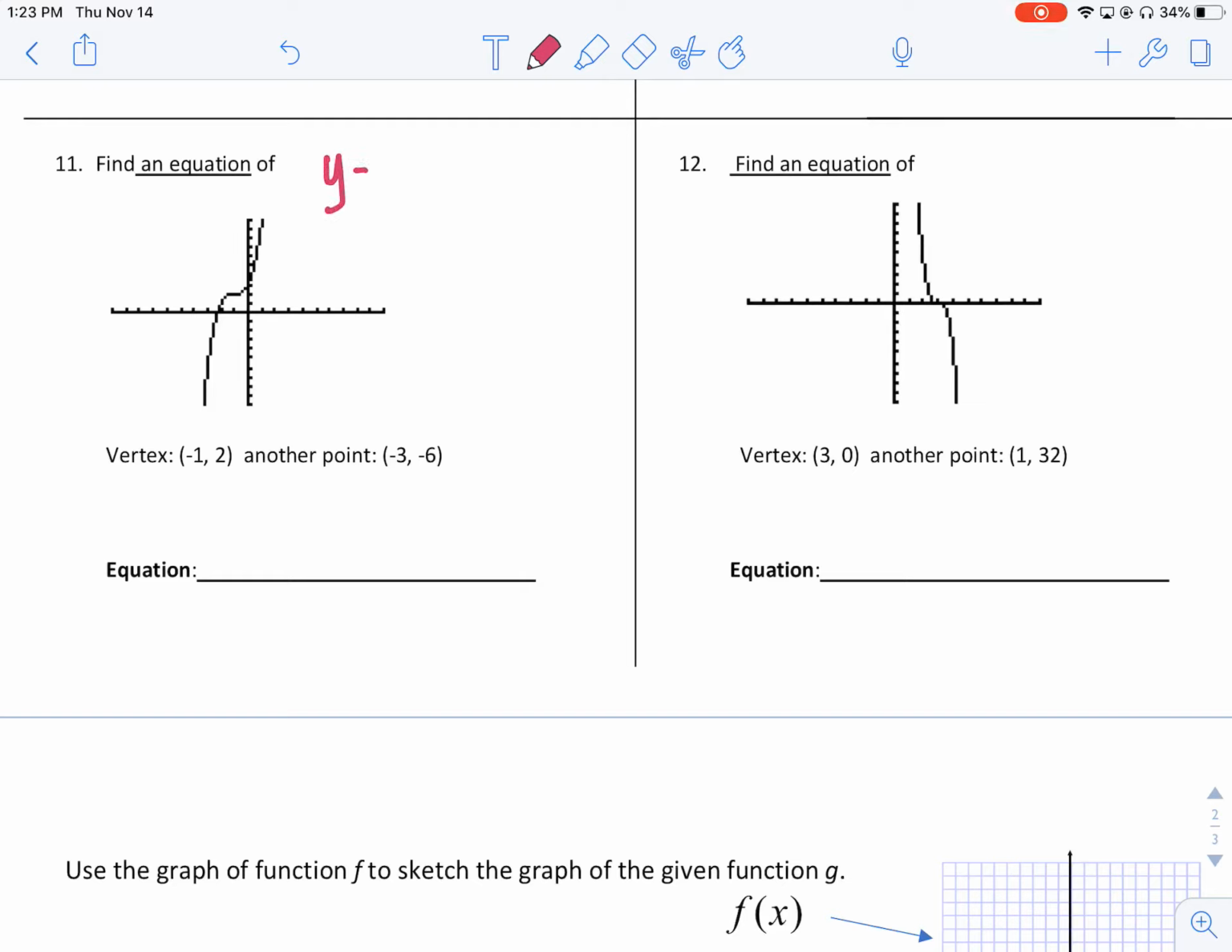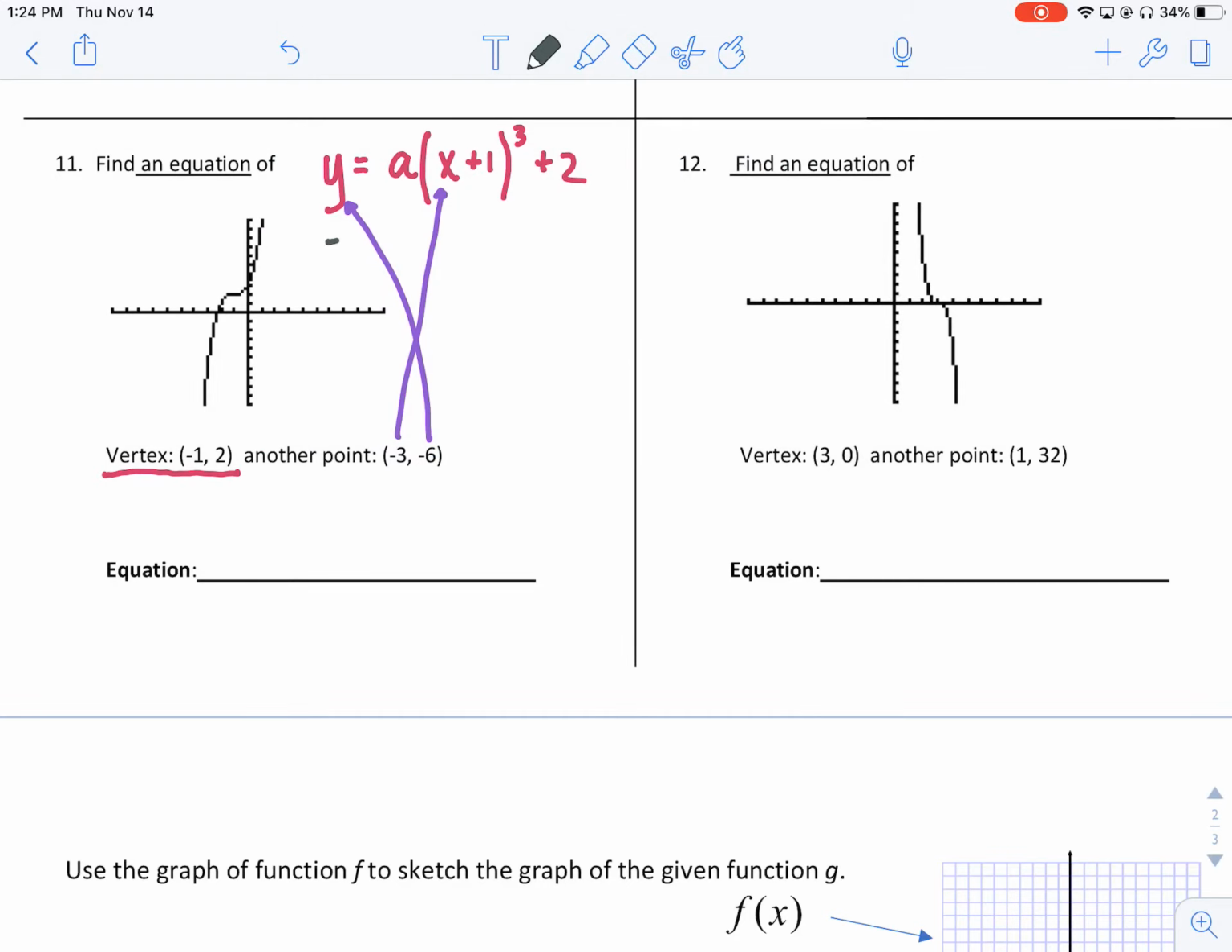So we have y equals a times, now what happened at this vertex is it is -1, 2, so it's really left 2. So inside on the x we do the opposite, so that's not -1, it's +1. It is a cubic, so I'm going to put it cubed in there. And it is up 2, so I'm going to add a +2. Now what I have to do is just plug in the other points. So I'm going to plug in -3 for x, -6 for y, make those substitutions and solve for a.